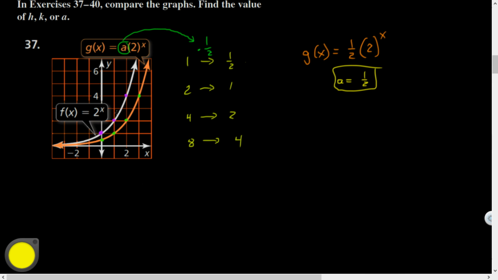All right, so the idea is you would have had to pick some points and then figure out what happened to them and find out kind of were they shrunk, were they reflected, were they translated, and try to figure out A, H, or K.